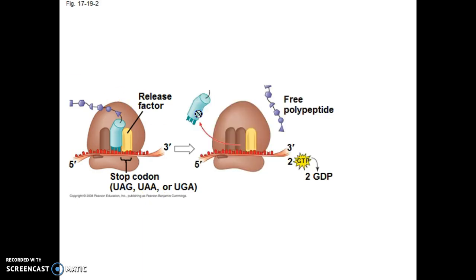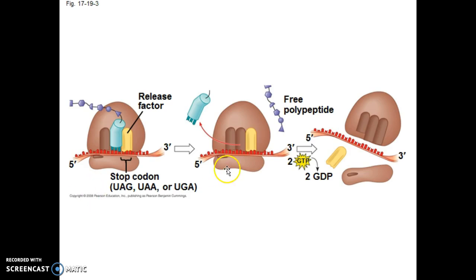Our last tRNA drops off its last amino acid here. It gets bumped out. Our amino acid chain, our polypeptide, gets bumped out. And now there's no more tRNAs in there. And we see everything falling apart. So that is the last stage of translation, that is termination.